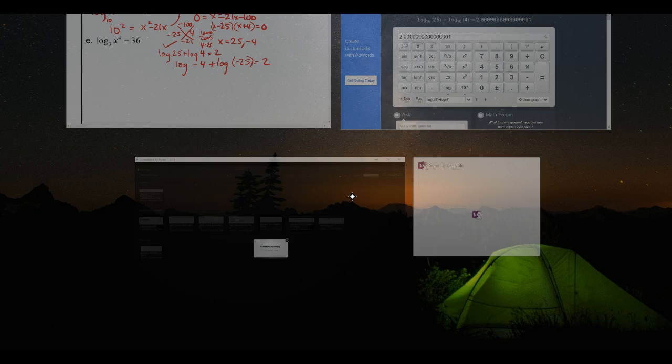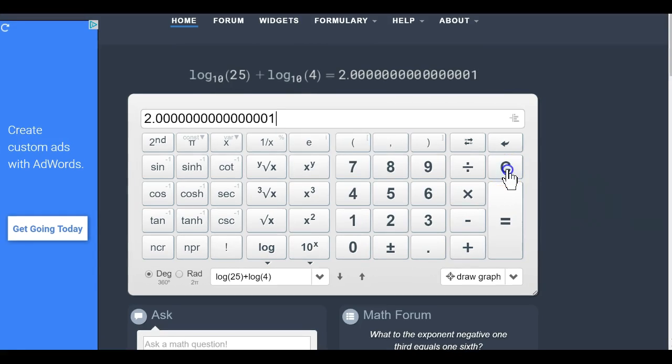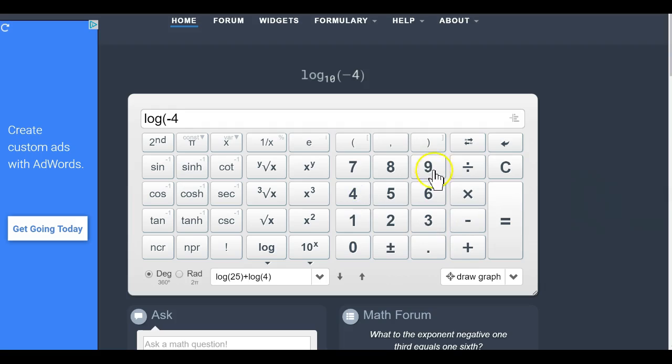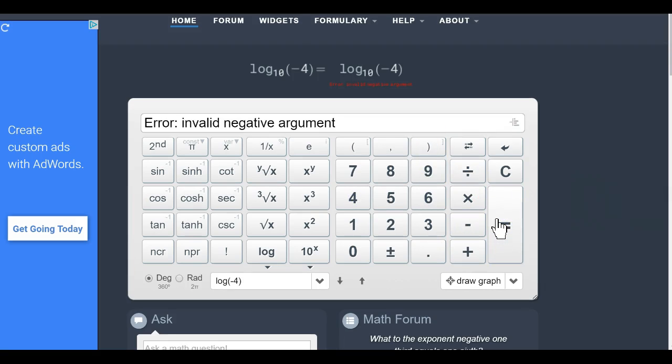Okay, and let me show you what happens if I try to enter that on a calculator. Log of negative 4, and then it says error, invalid, negative argument. It doesn't like it because it can't happen.